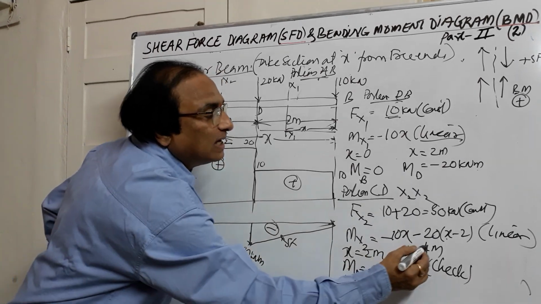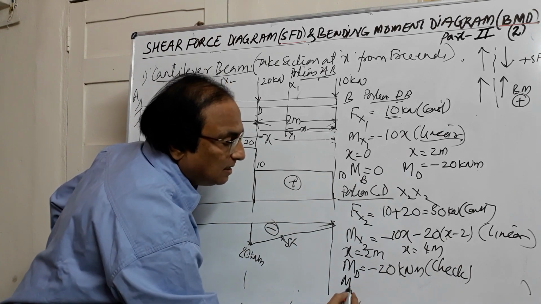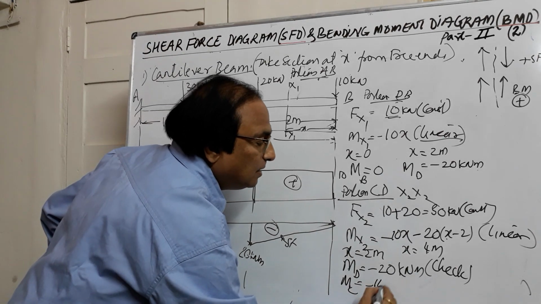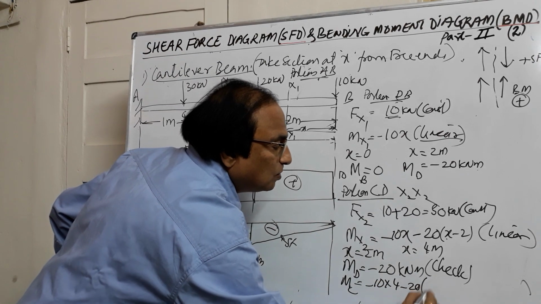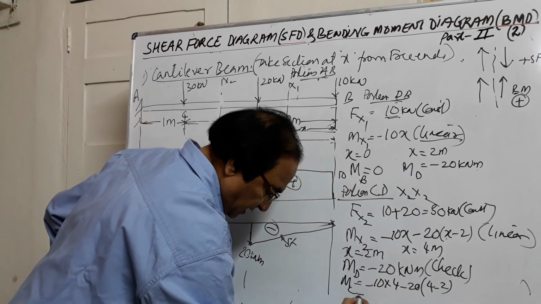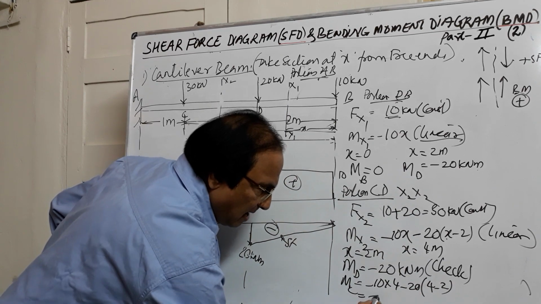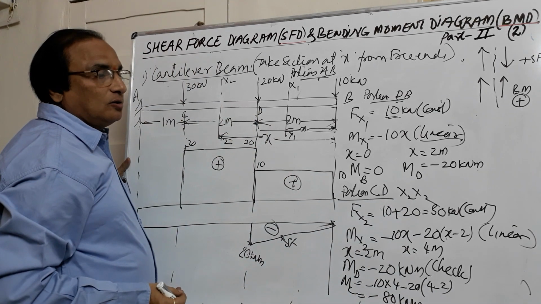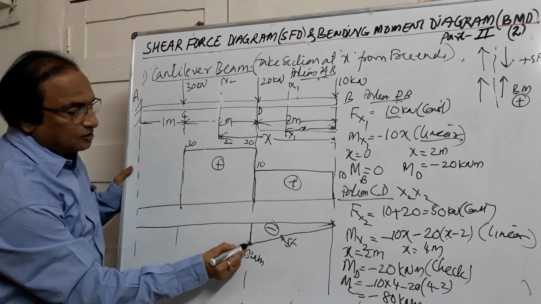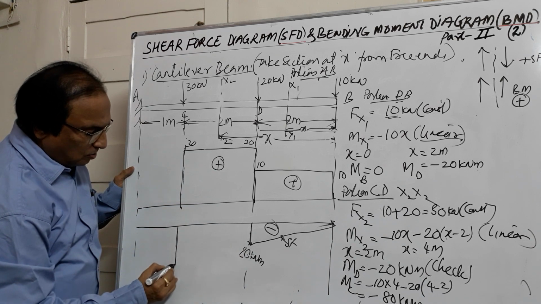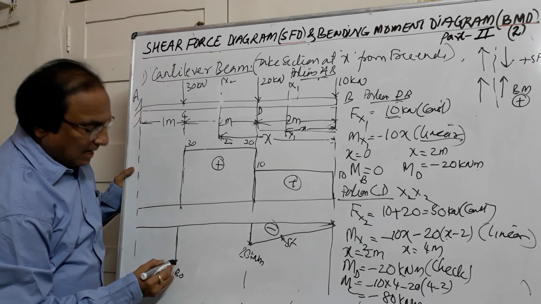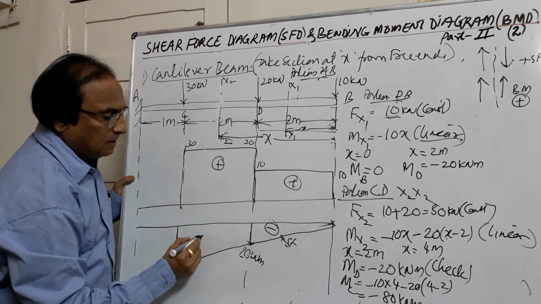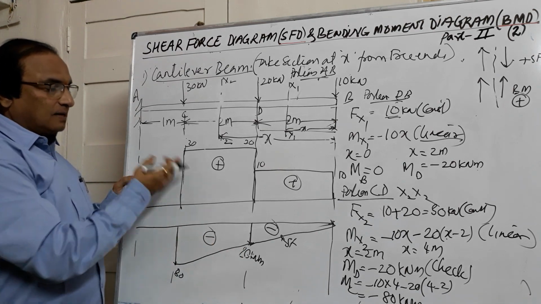Likewise, if I substitute x is equal to 4 meters, then the moment at C will be equal to minus 10 into 4 minus 20 into 4 minus 2. If you simplify this, you get the bending moment as minus 80 kilonewton meter. Suppose if I plot this, 20 is existing, so let me go down by 80. I'll have to join these 2 points. Again it is a linear straight line. This is again negative.